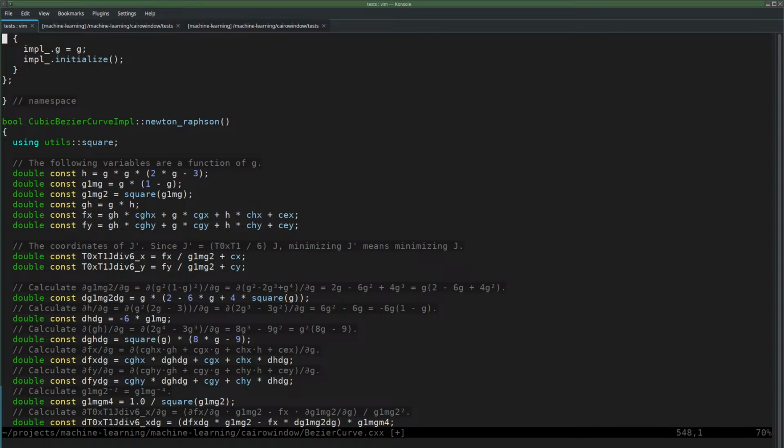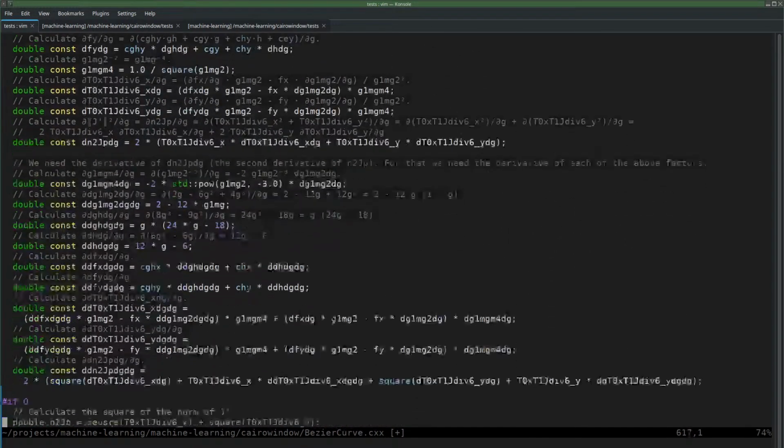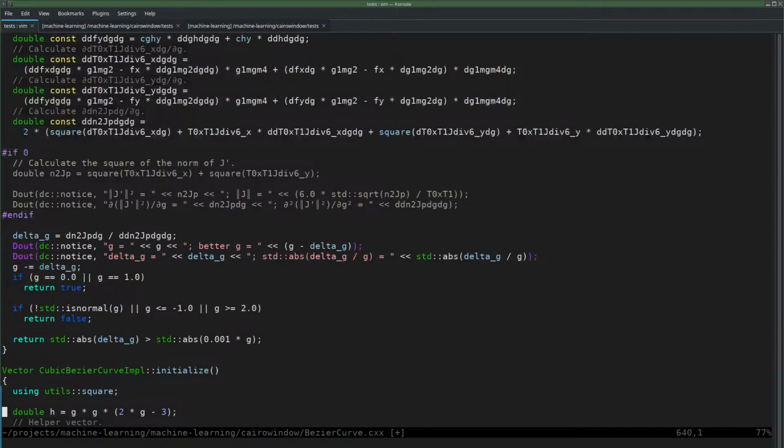Oh wait, this is not Newton-Raphson here, it's just a single step of Newton-Raphson, so that would be good enough. We can change G and then call Newton-Raphson once. We just initialize everything for that given G value. And then in the end it also adjusts G. Return true or false, but yeah, we don't really care about that, I guess.